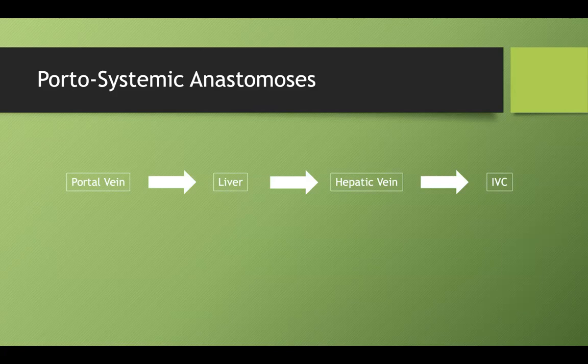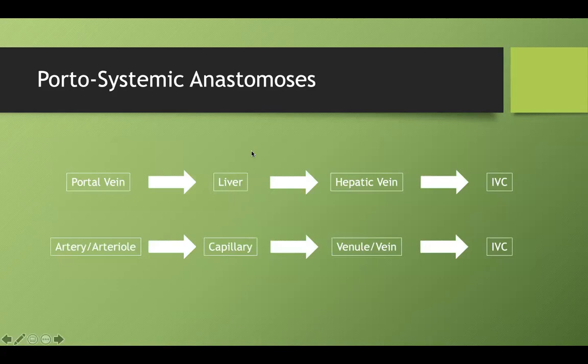So what I want to mention to you is the framework that we're going to talk about. In the portal system, all of our portal venous fluid drains into our liver, and that goes to our hepatic vein and into our IVC. On the other hand, systemically, you'll have your classic artery that becomes an arteriole. Those drain into capillaries, which drain into venules. Those go into large veins and ultimately into the IVC.